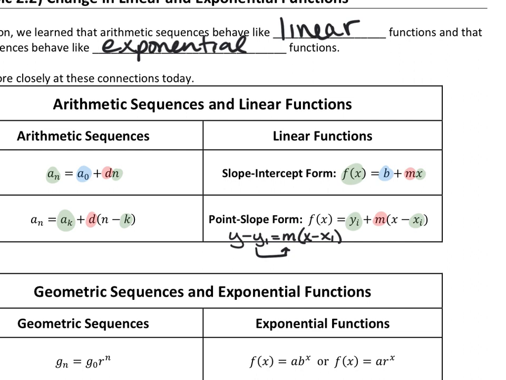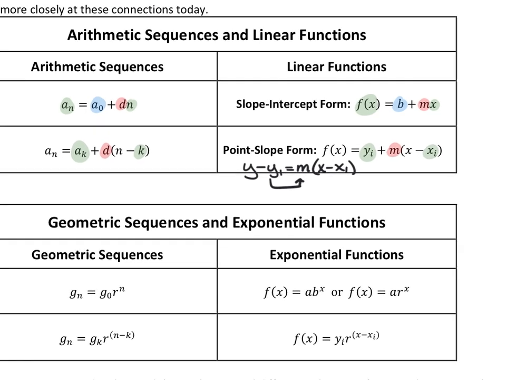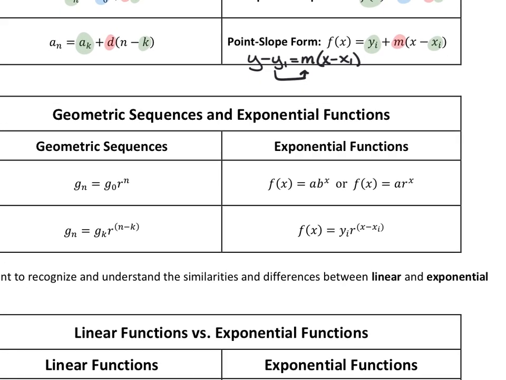Do we see the connection between the linear equations and the arithmetic sequences? So we've really just been doing linear functions this whole time. We just called them sequences. We'll do the same thing with geometric sequences and exponential functions. Again, with your highlighter, probably the same color used for slope, I want you to highlight the r in geometric sequences and the r or the b in exponential functions.